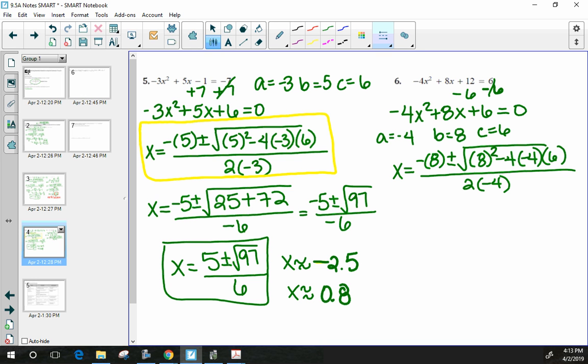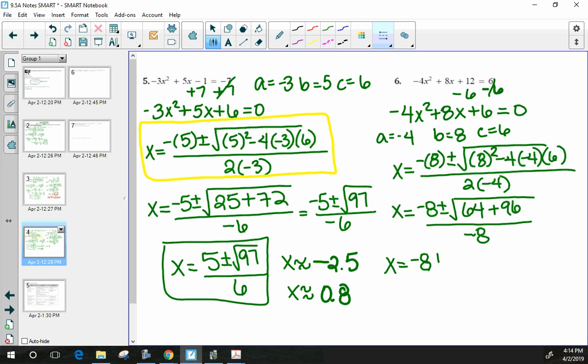Okay, and we'll clean that up. This comes to just negative 8 plus or minus the square root of 64. And then here we get a negative 4 times a negative 4 is a 16. And then 16 times 6, I believe, is 96. All of that over negative 8. And then when we add 96 plus 64, that should be 160. So we're here now. And we're at negative 8.